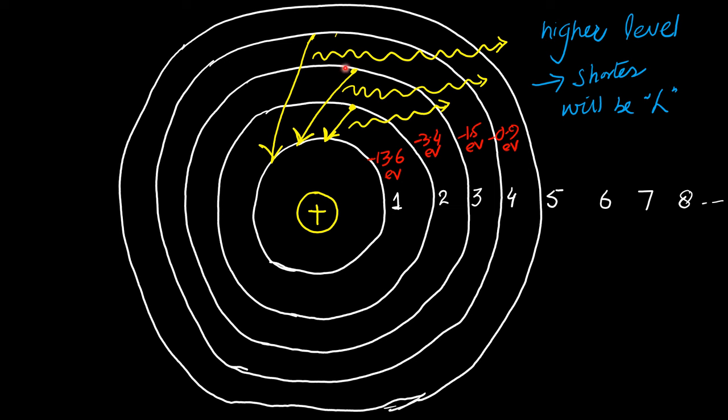Then the electron jumping from the second energy level to the first energy level, similarly the electron jumping from the third energy level to the first energy level, will have a shorter wavelength than the electron jumping from the second energy level to the lower first energy level. This means that an electron jumping from a higher energy level to the first energy level will have a shorter wavelength.